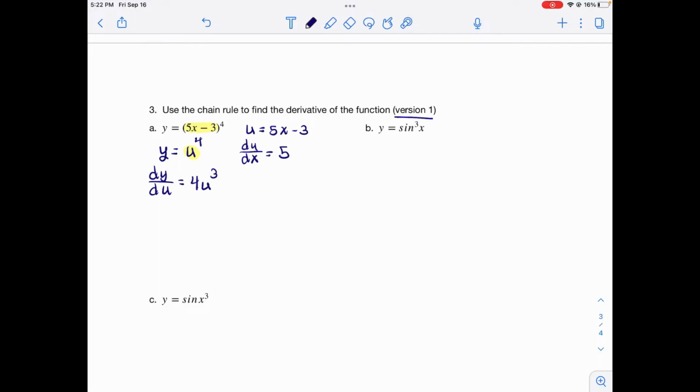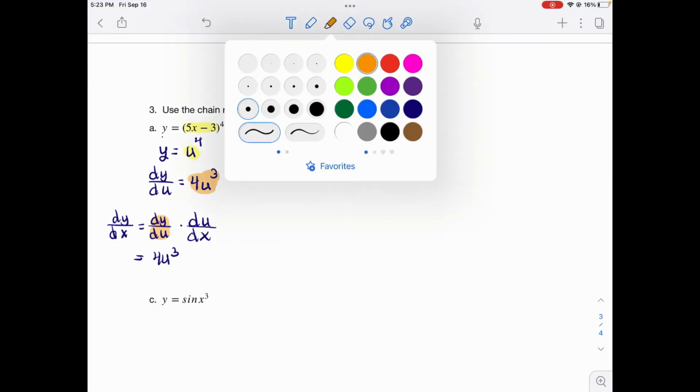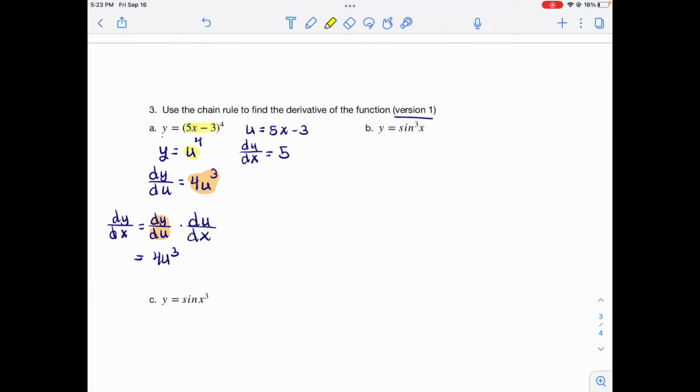And then I'm going to use that first version definition of the chain rule. Remember, it said that dy dx is equal to the derivative of y with respect to u times the derivative of u with respect to x. So what I'm going to do is replace the dy du with what it is equal to, and we found it to equal 4u cubed. So I have 4u cubed times, and I'm going to replace the du dx with what we found it equal to, which was 5.